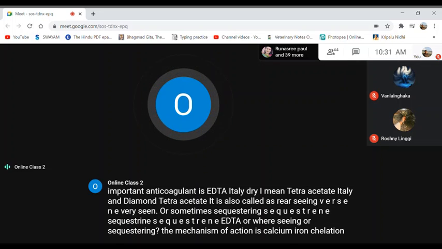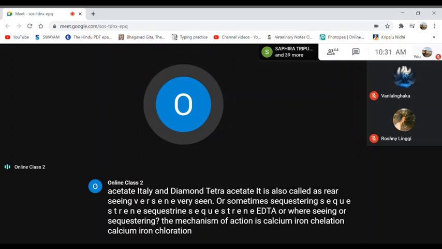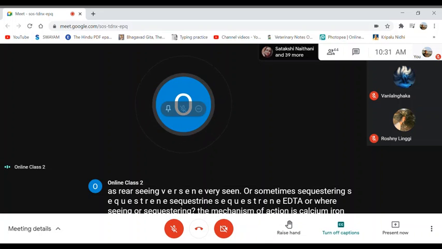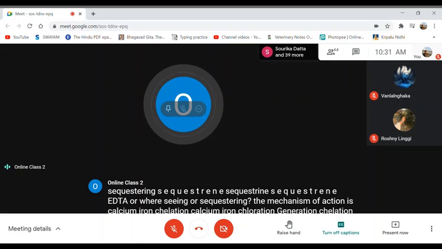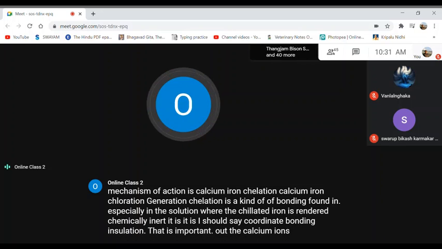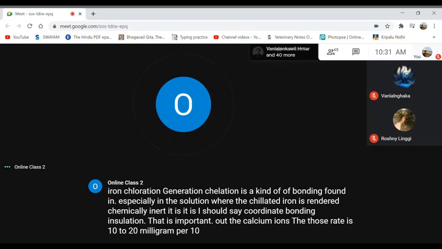Chelation is a kind of bonding, found especially in solution, where the chelated ion is rendered chemically inert. I should say it is coordinate bonding in chelation. That is important. It chelates out the calcium ions. The dose rate is 10 to 20 milligram per 10 ml of blood.